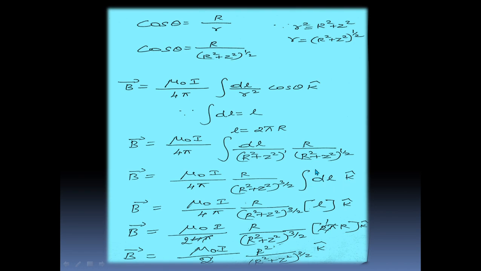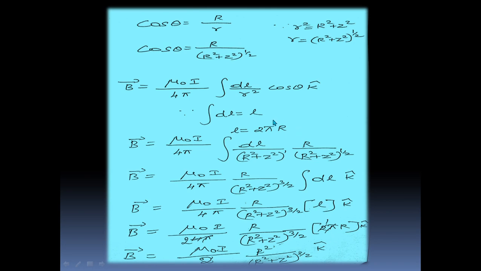Only the term dl is integrated because the remaining terms are all constant. So constant terms are removed from the integration symbol. So B vector is equal to mu naught I divided by 4 pi, r divided by r square plus z square the whole power 3 by 2, dl. Integration of dl is nothing but L, so L into k cap. What is the value of L? L is nothing but 2 pi r.